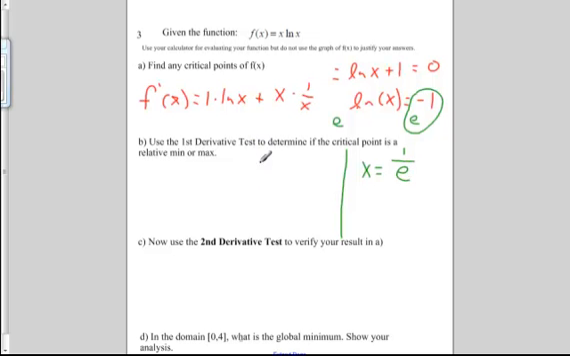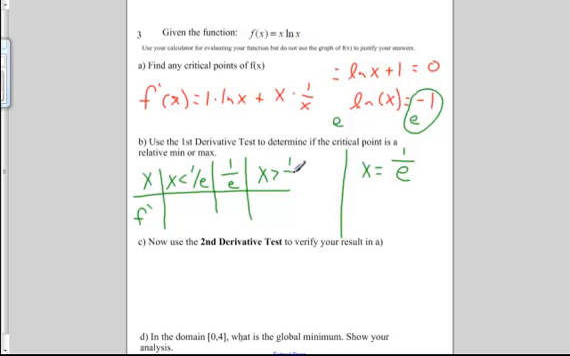This says, use the first derivative test to determine if the critical point is a relative max or a relative min. So here's my x value. Here's my derivative. So here we have x less than 1 over e, and x equals 1 over e, and for x greater than 1 over e. At 1 over e, the derivative is 0.